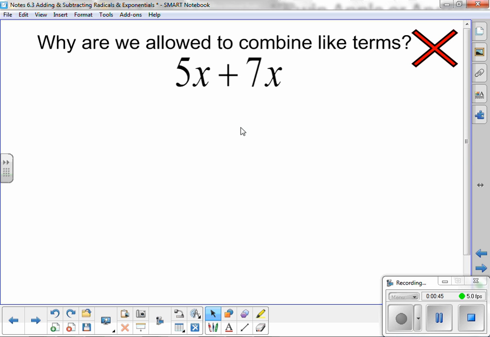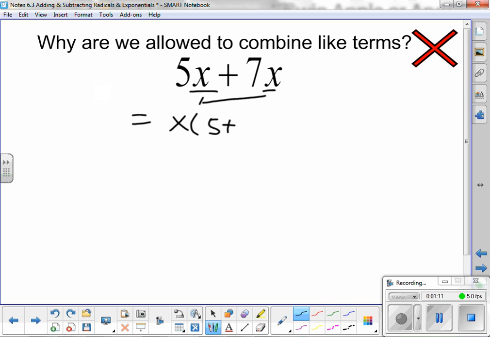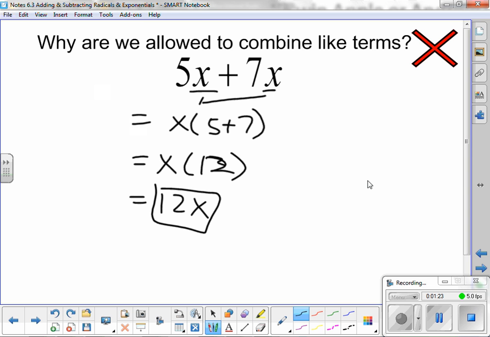Why are we allowed to combine like terms? Now, there's different ways you can explain this, but the way that I want you to focus on now that we've been through a factoring chapter is the factoring way of showing this. If you think about what 5x plus 7x actually means, and using the factoring methods that we've used in the past, we can take out an x here. Since these two are similar, we can take out the binomial of x, and you'll have a 5 plus 7. That will be x times 12, sorry, which equals 12x. You probably already knew that 5x plus 7x is 12x, but this is the reason why.